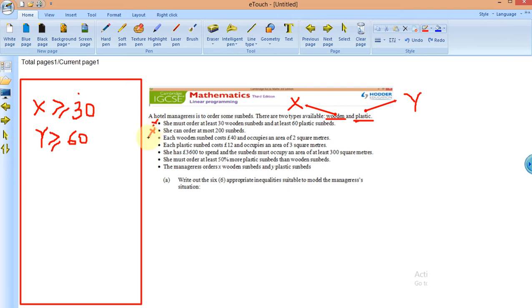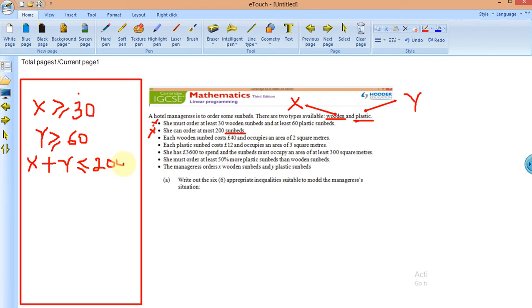So let's represent this second piece of information. She can order at most 200 sunbeds. Altogether we have wooden and plastic, so this is the sunbeds altogether. This is related to both x and y, so that is the sum. So we can have x plus y. We will have the sunbeds altogether. So x plus y, at most. Most means that the maximum is 200, and you can go below. Since that will be below, that will be less than or equal to, because the maximum is 200.